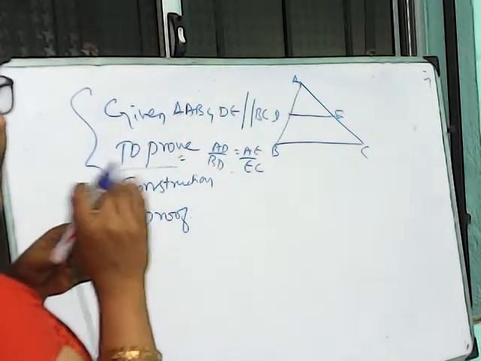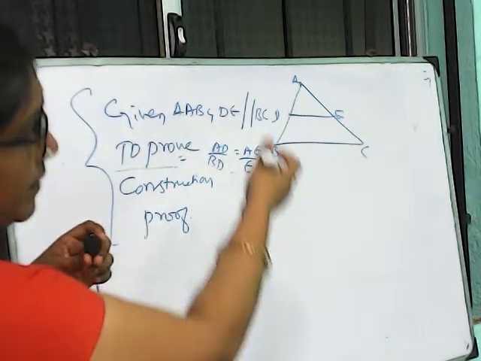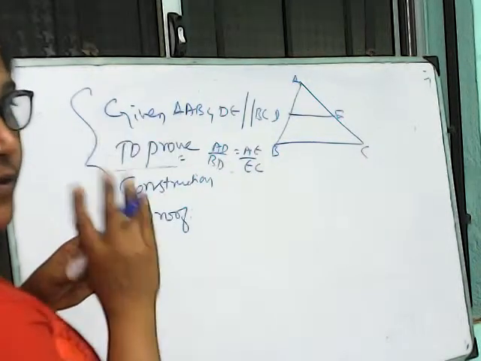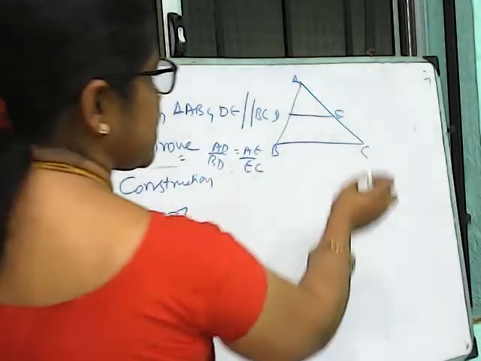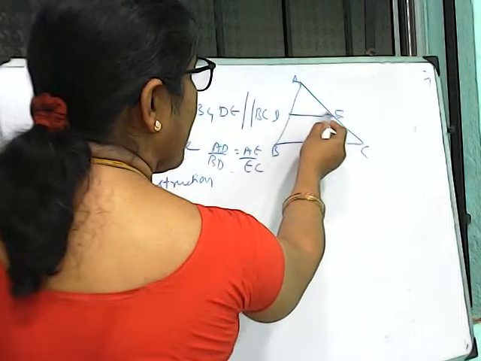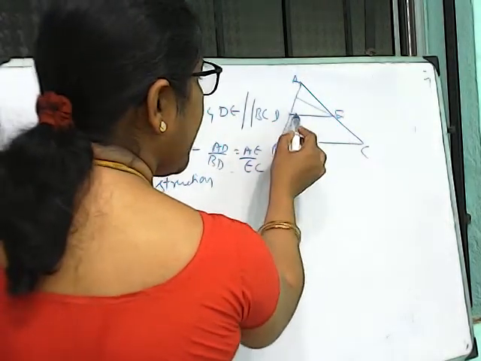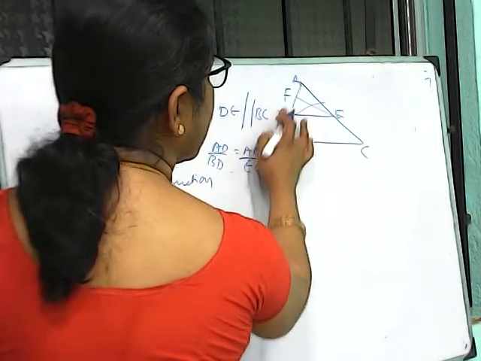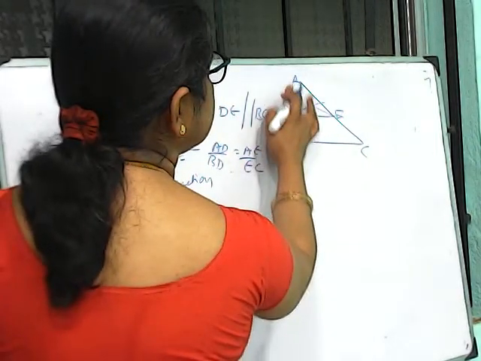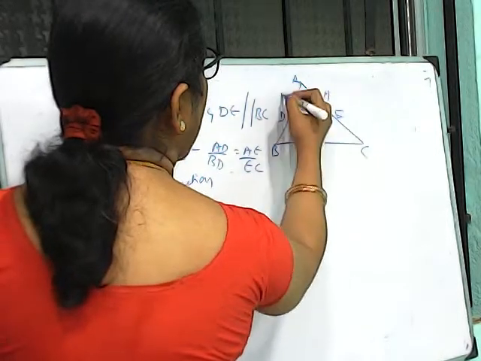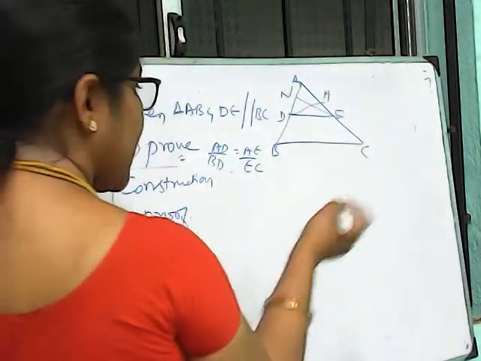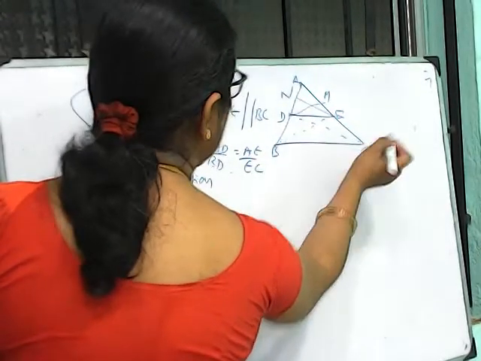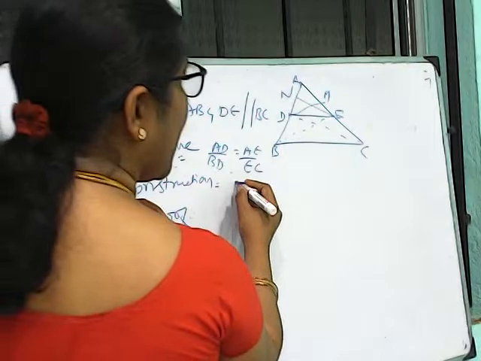To prove over. Next, coming to construction. Now in the proof we are going to construct something, only then our proof is going to be easy. Now what are we going to construct? Now we are going to drop two perpendiculars. One is from E and one is from D. We'll take it as EF. M and N. Yes. Next, what we are going to do is, now we are going to join BE and CD.